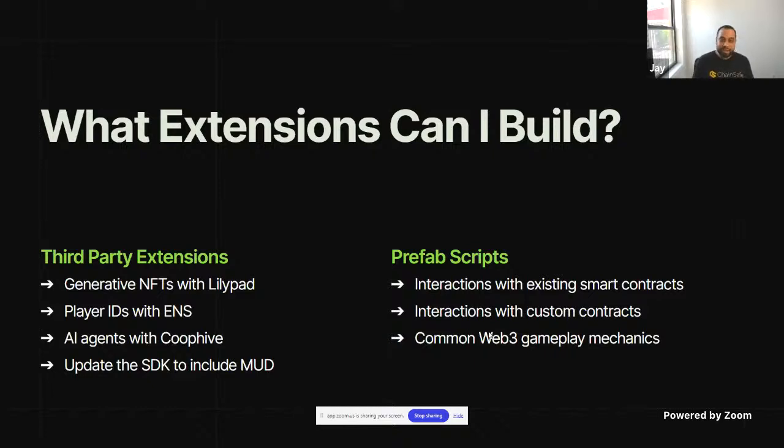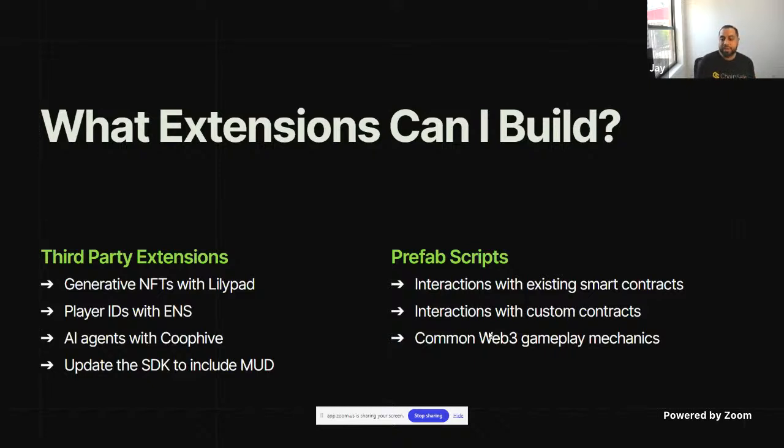In addition to extending it with third-party applications, you could also use prefab scripts. So if there's a smart contract that's out there for, let's say, wagers or tournaments, you can create a prefab script that interacts with those smart contracts and allow other players to actually use that in their video games as well. So think about common Web3 gameplay mechanics and figure out how to add that into our SDK.